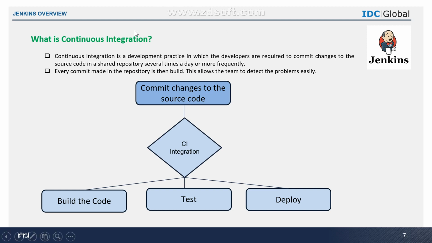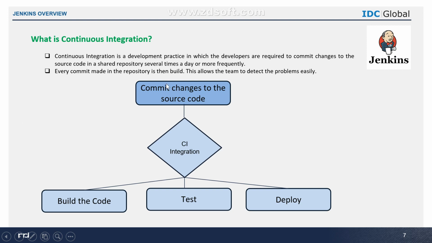So with the help of this commit, it triggers the build. Once the build succeeds, now what will it do? Build the code, and we will test the code and deploy that code, same packages, same components. That's it. This is nothing but continuous integration.